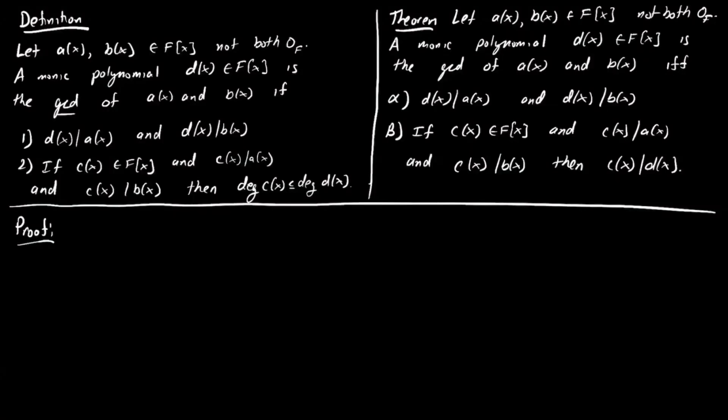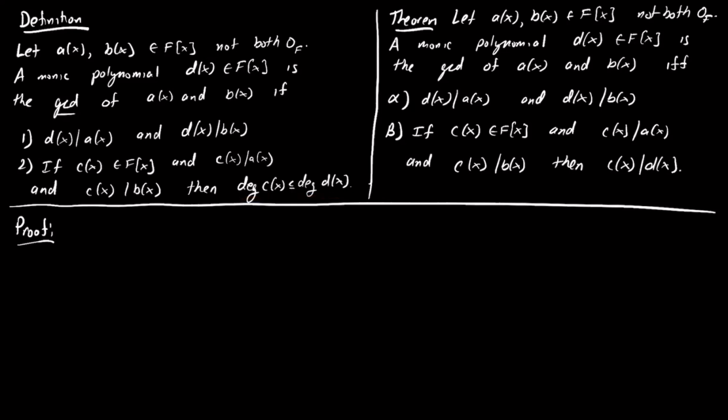Okay, so now we can continue with some of our parallels. On the left-hand side, at the top here, I've rewritten the definition of GCD. Just to recall, if A and B are two polynomials that are not both 0, a monic polynomial D in F[x] is the greatest common divisor, or the GCD, of A and B if D divides A and D divides B, so it's a common divisor of A and B, and if C is any other polynomial such that C divides A and C divides B, then the degree of C is less than or equal to the degree of D.